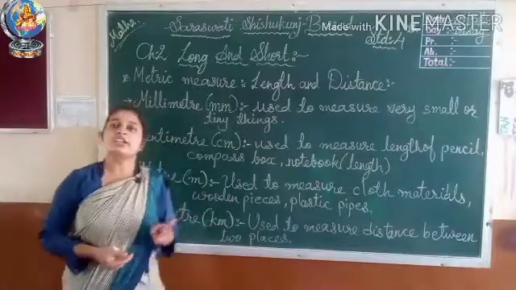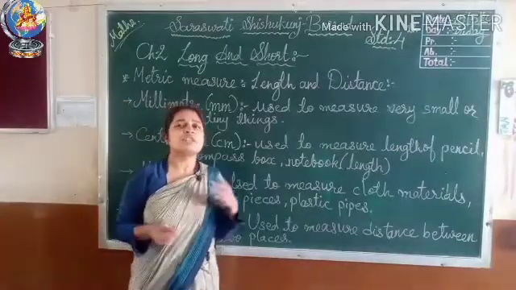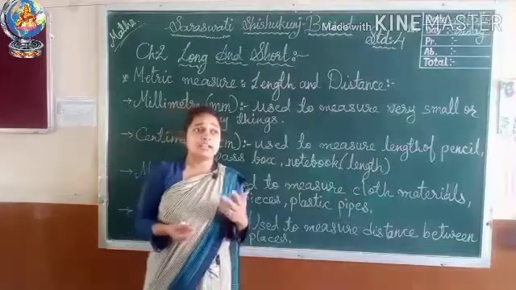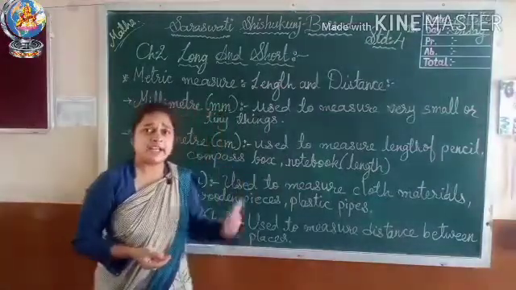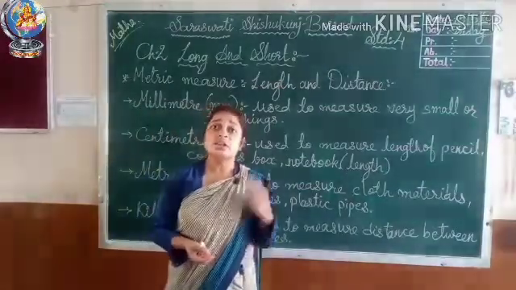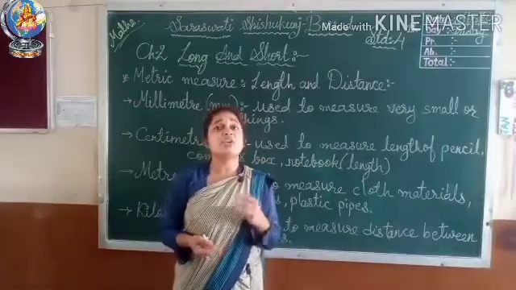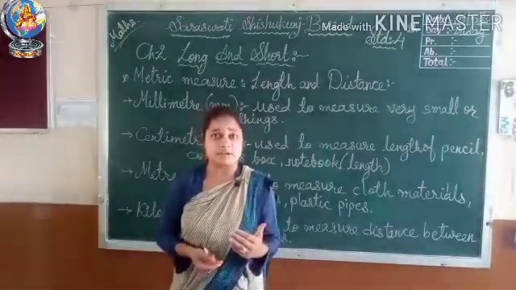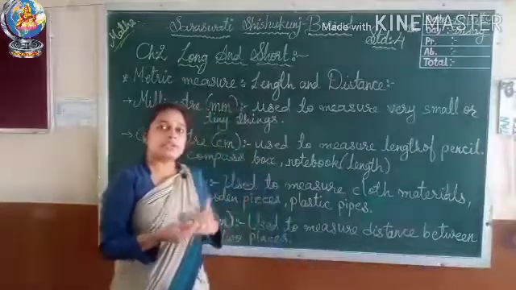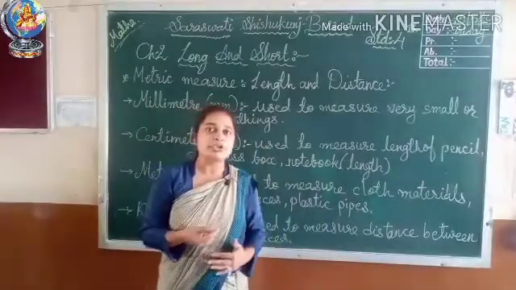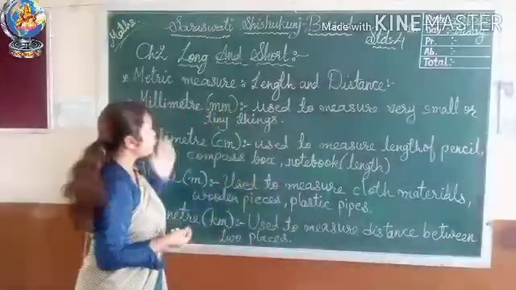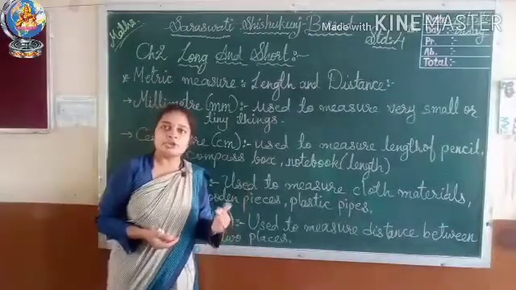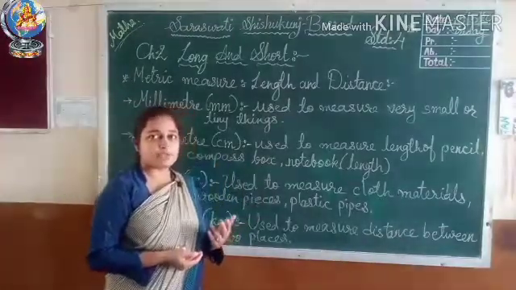There are 3 other units also which we do not have to learn in this standard. They are hectometer, decameter and decimeter. These 3 units you have to learn in your 5th standard. Fine. So right now, the ones which are important for you, I have already shown you here and taught you in the chapter videos.